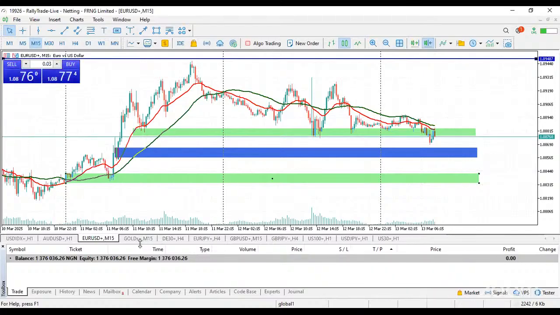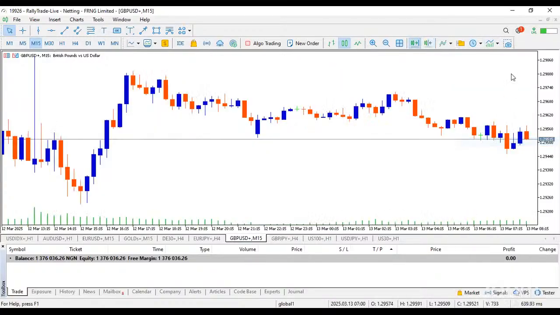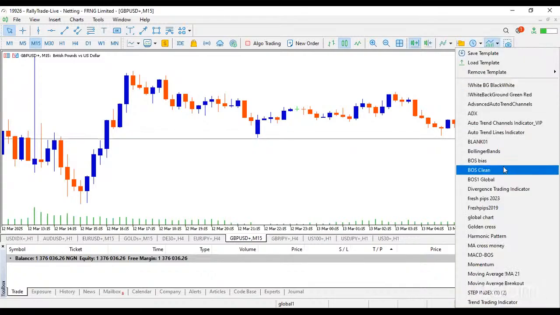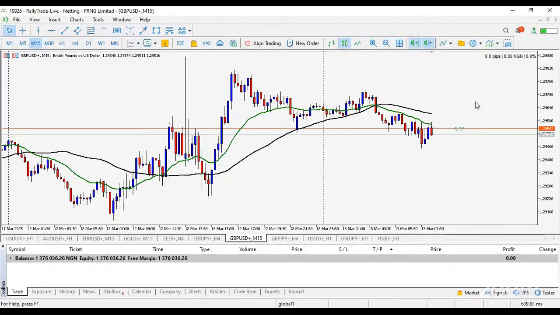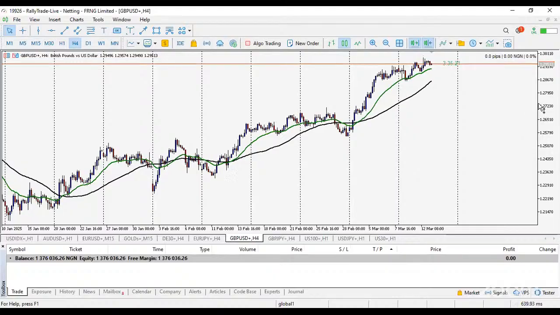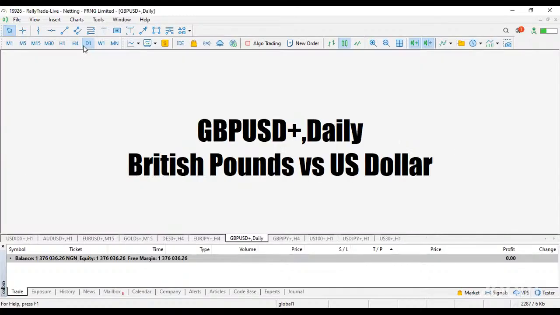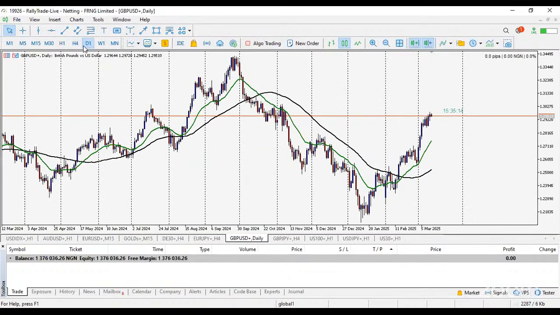Then let's look at what's happening to GBP USD. So this is GBP USD on the H4 time frame, guys. This is also another powerful upward trend, right? But the market has gone up very much. At this particular level, let's see the daily time frame.